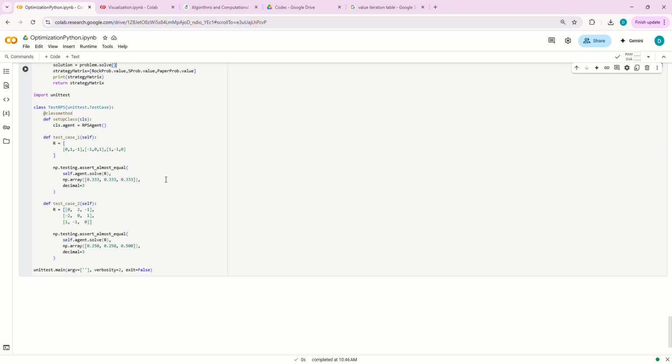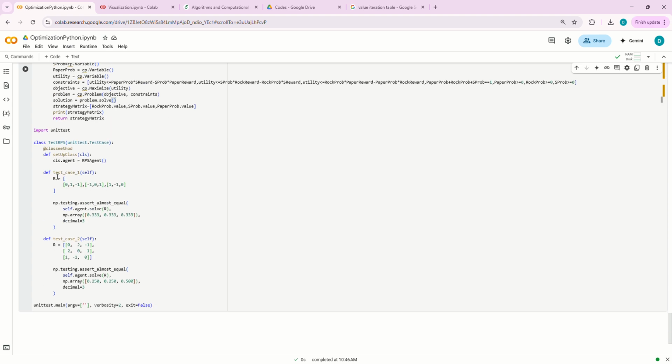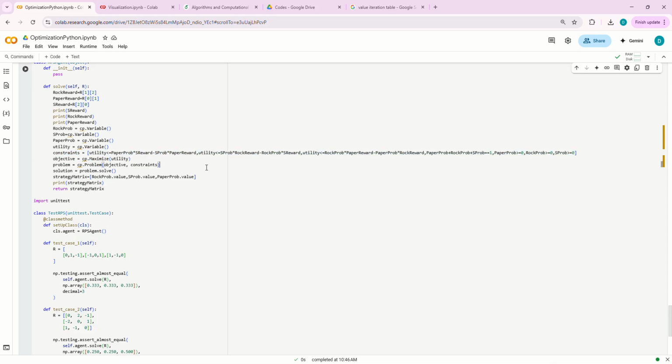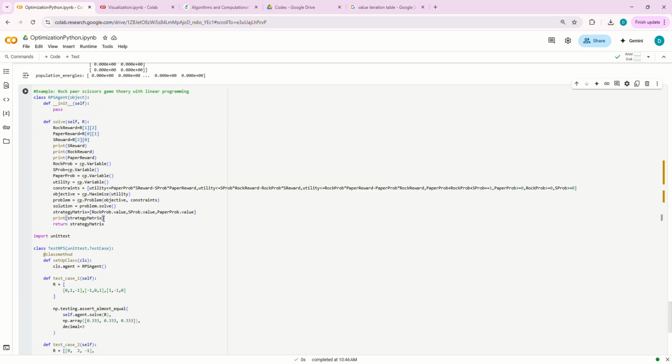I'm not going to go through running this code because I don't have the correct package imported in this code. But basically you have R equals the beginning plays, and then you solve it here. So you have constraints, you have an objective, you have a problem, and then you solve. And then you get your strategy matrix, and when you end up with this, you get 0.333, 0.333, 0.333. So this is a program that solves rock, paper, scissors with linear programming. So that's an example of how you can use game theory with linear programming in Python.